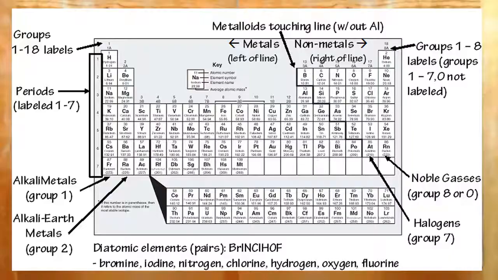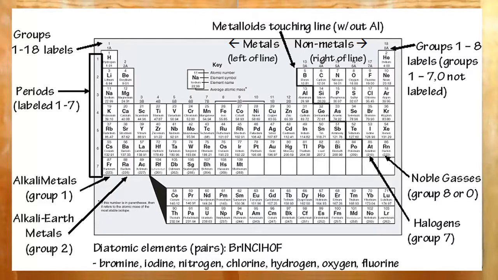To recap, metals on this side of the line, nonmetals on this one. Metalloids are touching, with the exception of aluminum. The periodic table is organized into periods, which are the rows, and groups or families, they're the same thing, which are the columns. You have one of 3 numbering systems, 1 to 18, 1 to 8, or 1 to 7 and then 0. But your periodic table will probably have one, if not most of those numberings.